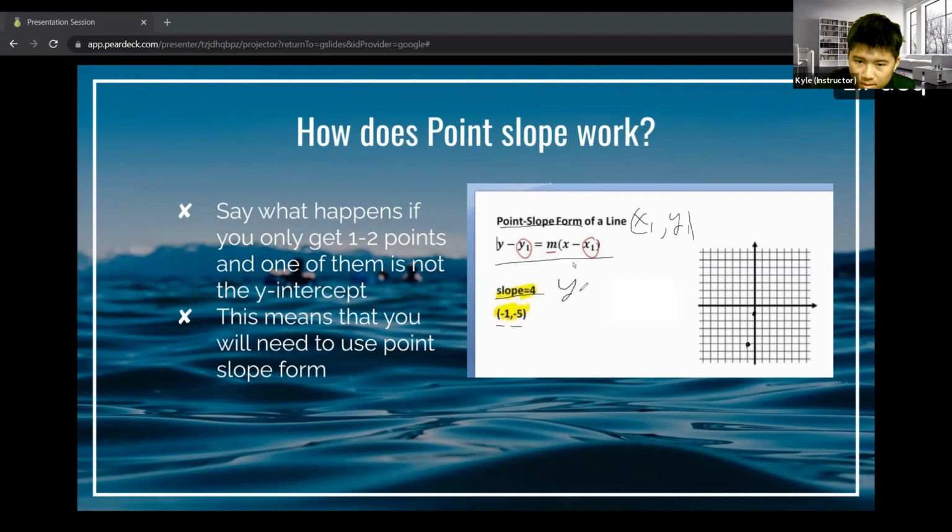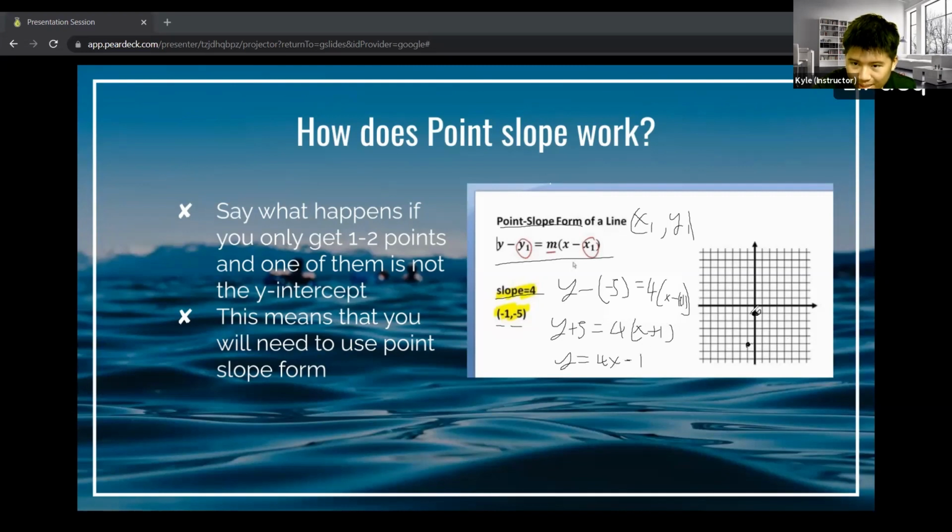So I put numbers in. The y value for the point is -5, and then I fill in the slope. After that, I put in the x, and I subtract -1 from it. So I'm going to simplify the equation. I get y plus 5 equals 4 times x plus 1. So y equals 4x minus 1.